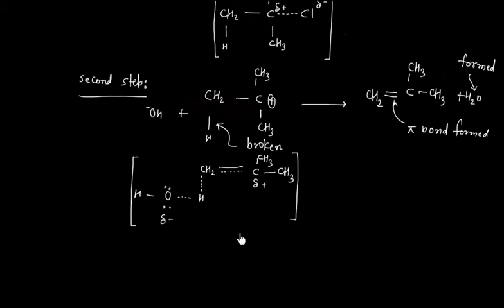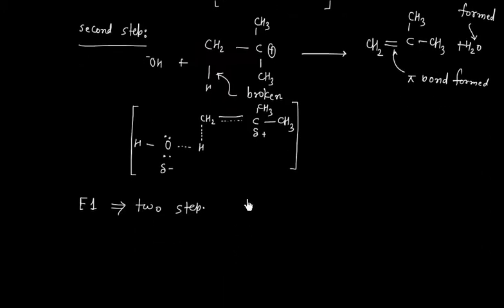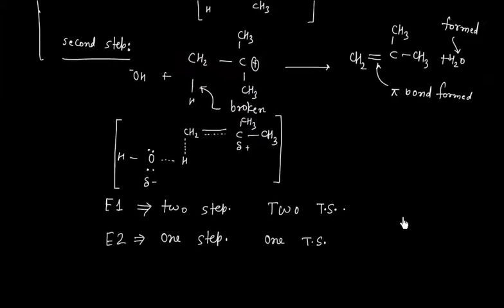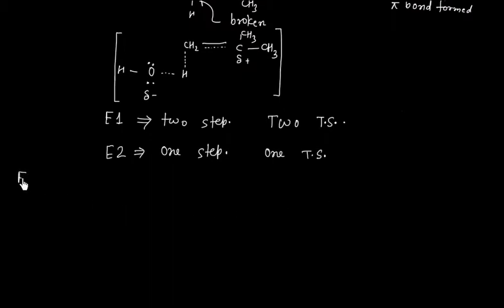So we have two kinds of elimination, E1 and E2. E1 consists of two steps, that is two transition states. E2 consists of one step, that is one transition state. Now let us consider next electrophilic aromatic substitution.